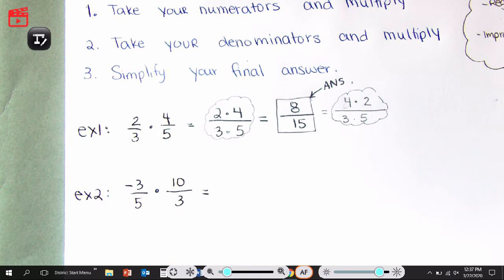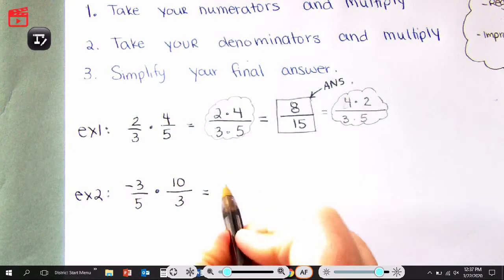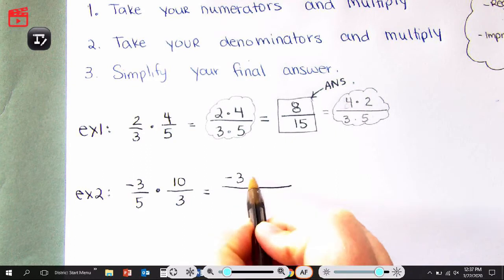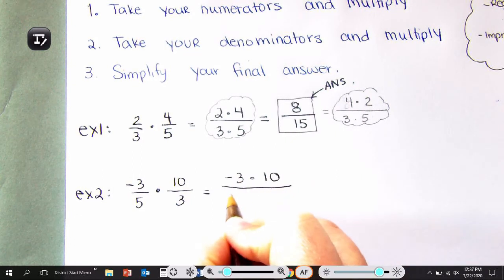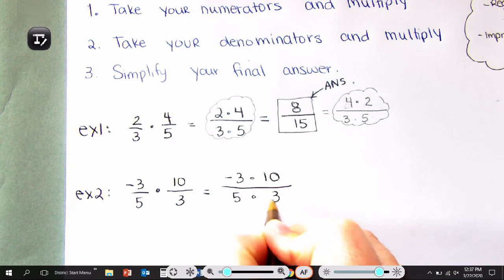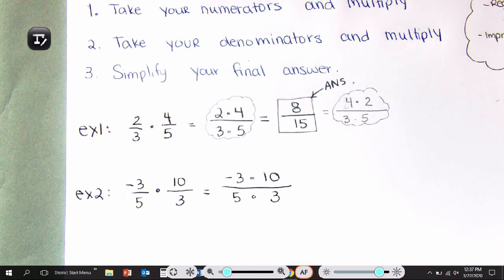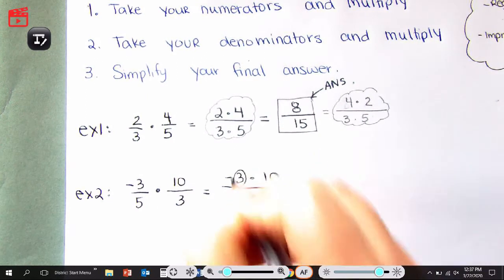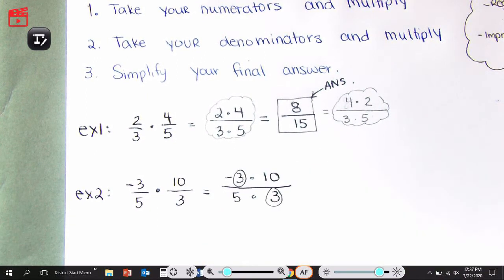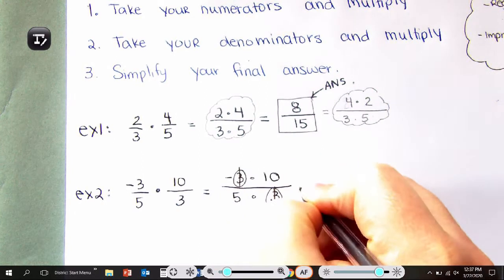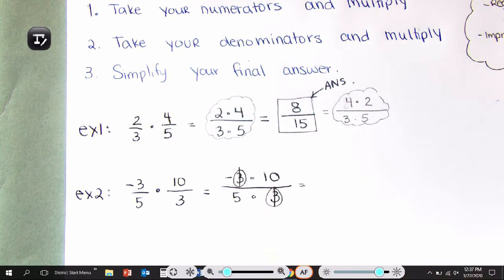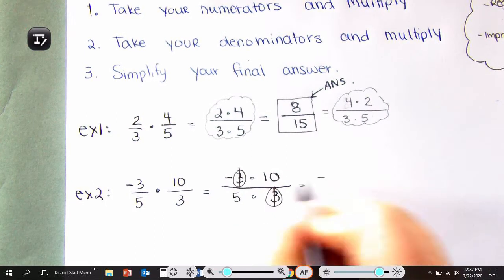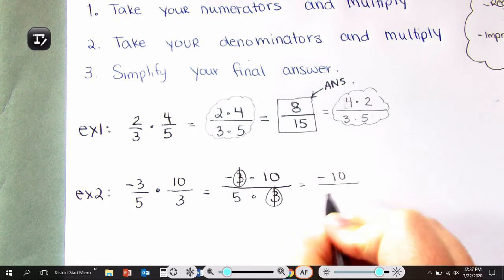Okay, so step number one is take your numerators and multiply. Don't worry about the negative just yet. Take your denominators and multiply. So here's the thing. Is there anything that we can cancel out right away? Is there anything that we can simplify? Absolutely, I see a 3 here and I see a 3 here. Don't worry about that negative. We're not touching that negative. The negative remains. So these cancel out. What am I left with? My leftovers are a negative, a 10, and a 5.